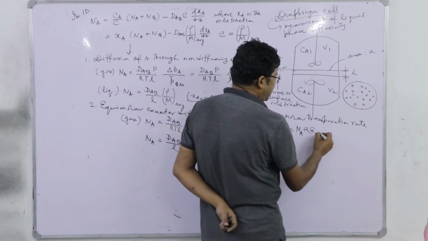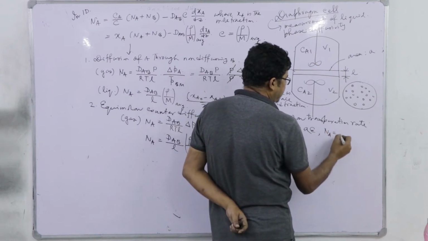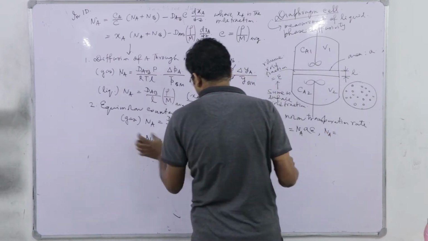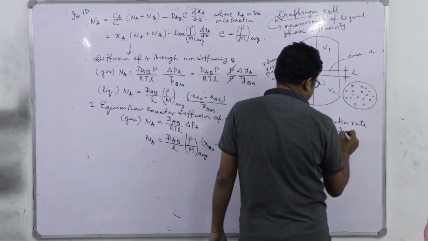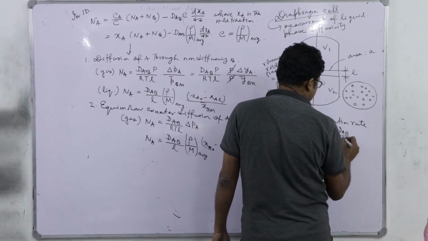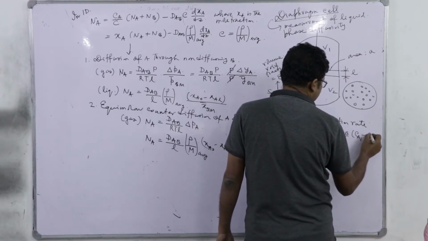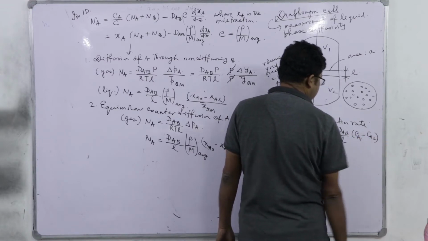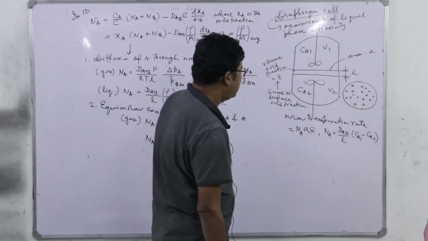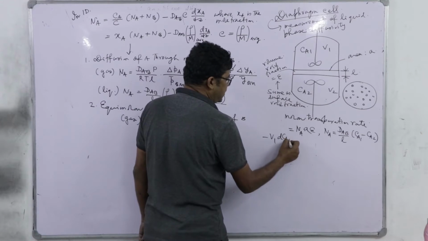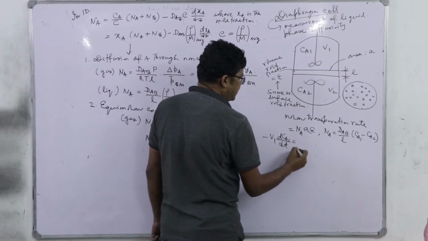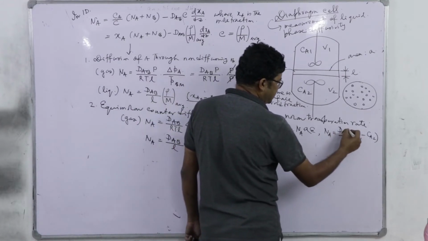And the flux Na, we can write incorporating the concentration as DAB into A into epsilon by L into Ca1 minus Ca2, right. Now, again the same mass balance, minus of V1 dCa1 dt equal to this.